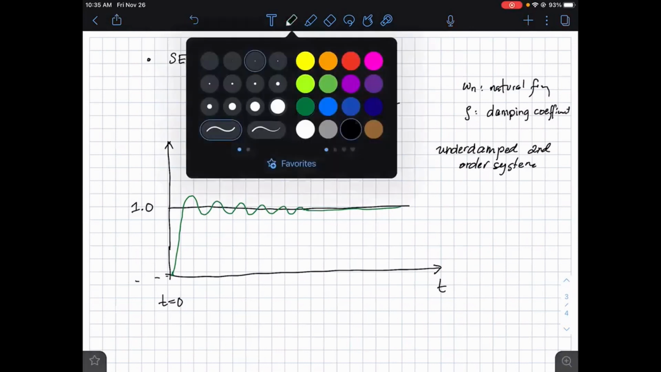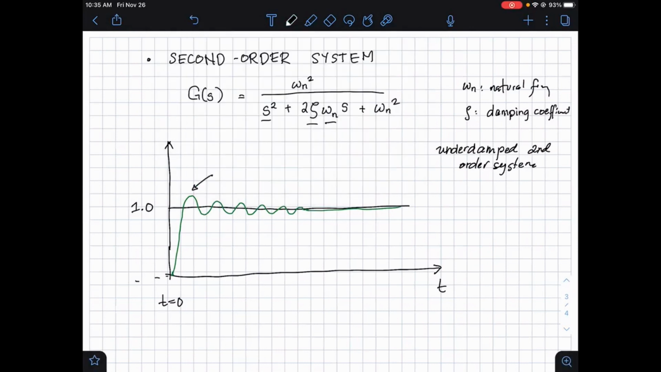Once you see this overshoot, okay, you are sure right away that this is a second order system. No first order system does this. Okay? The ringing that you see here has something to do with the natural frequency of the system.